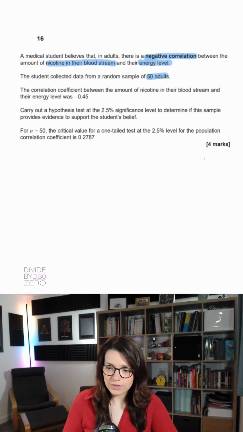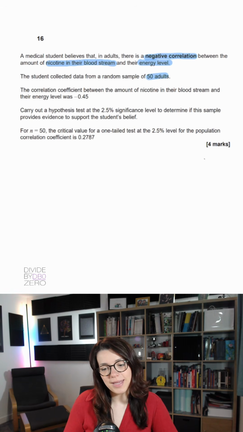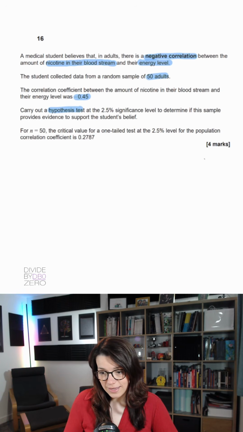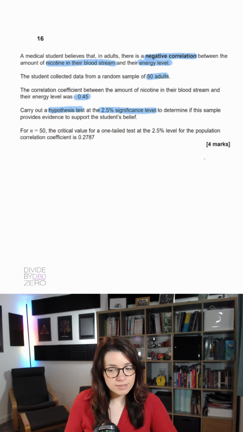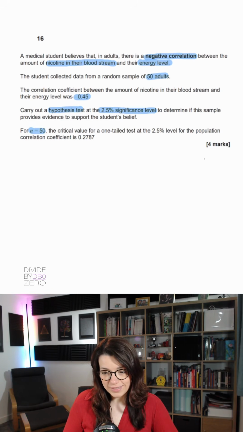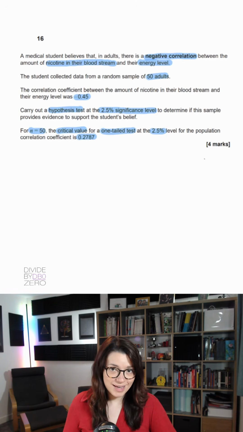The correlation coefficient between the amount of nicotine in the bloodstream and the energy level was -0.45. Carry out a hypothesis test at the 2.5% significance level to determine if this sample provides evidence to support the student's belief. For n is 50, the critical value for a one-tailed test at 2.5% is 0.2787. This is an AQA question.